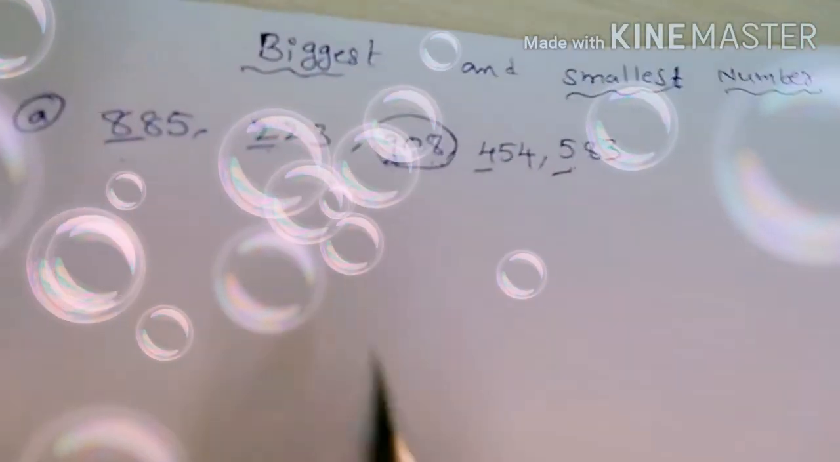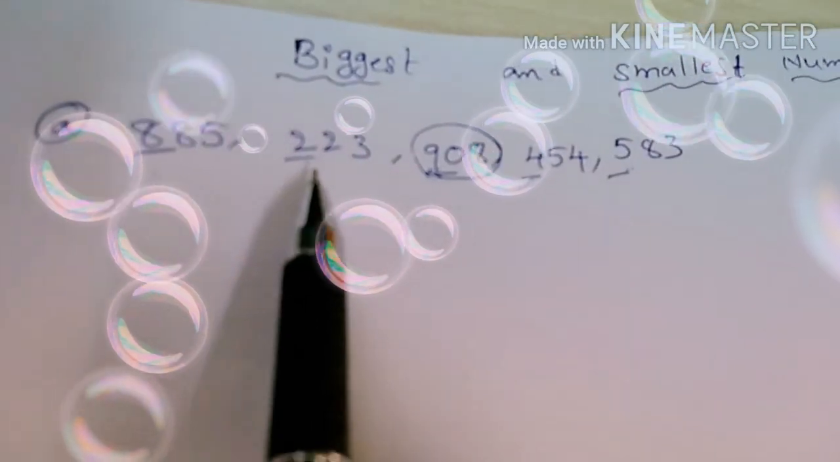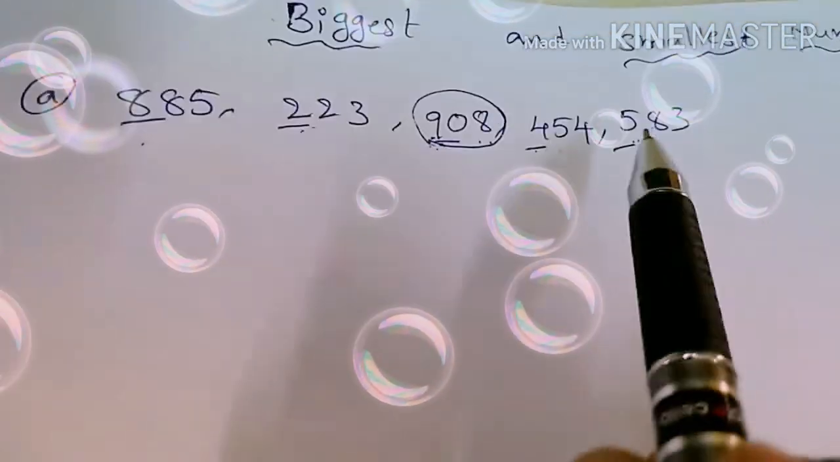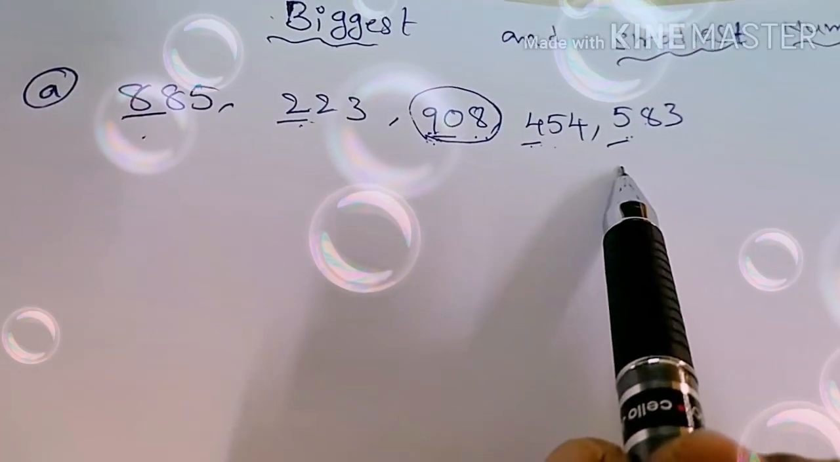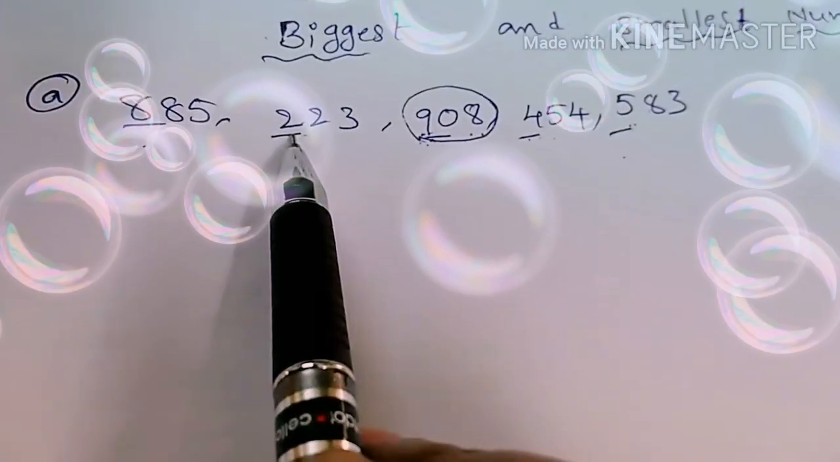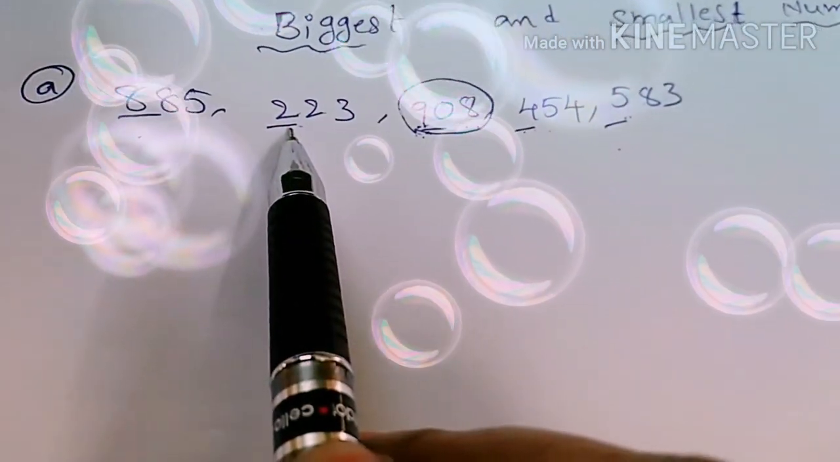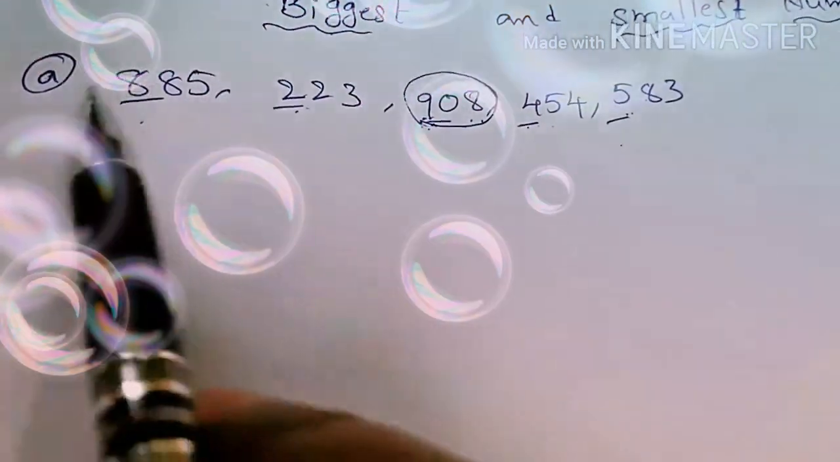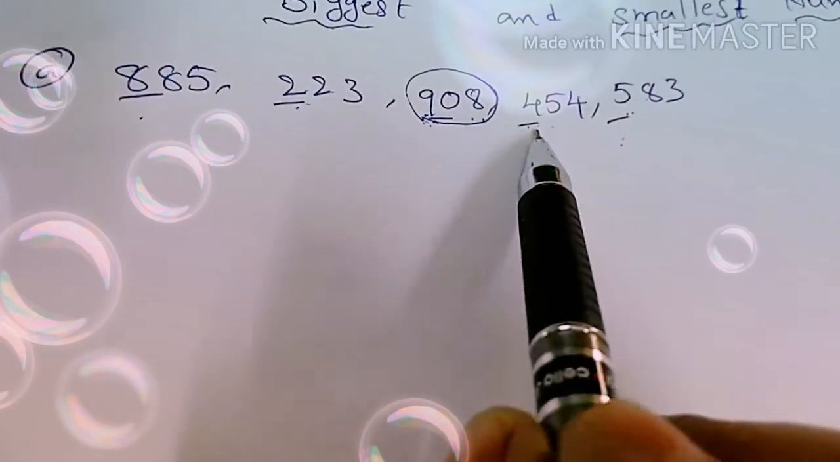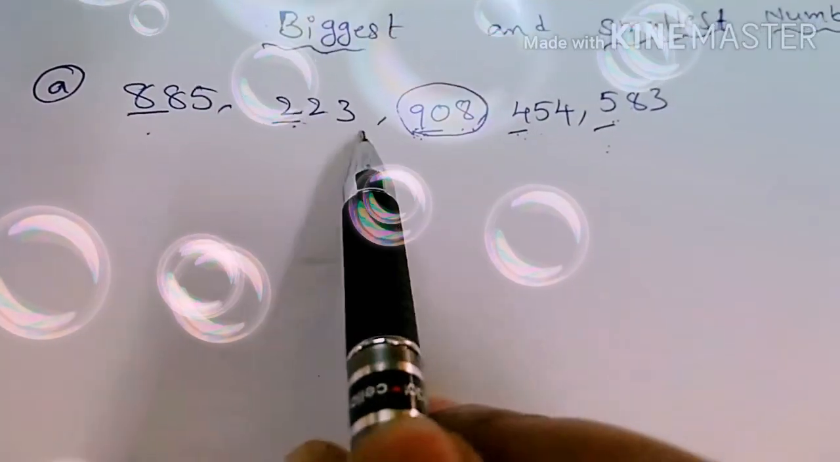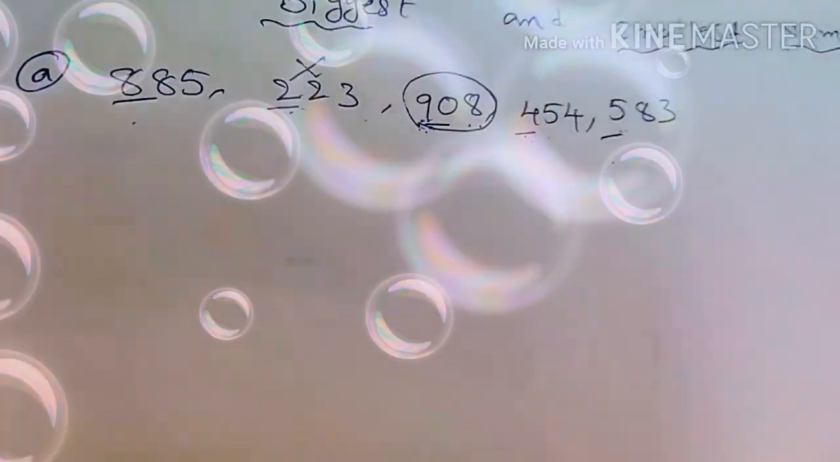You circle that one. Now come to the smallest number. How to identify the smallest number? See the smallest number. Here in hundreds place value, which is the smallest number? 8, 2, 4, 5. So automatically we will say 2 is the smallest number. So 2 is smaller than 8, 5 and 4. So 223 is the smallest number. You cross out the 223. So like this we have to identify.